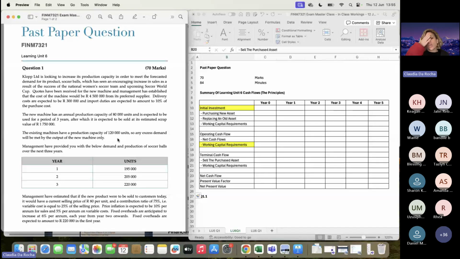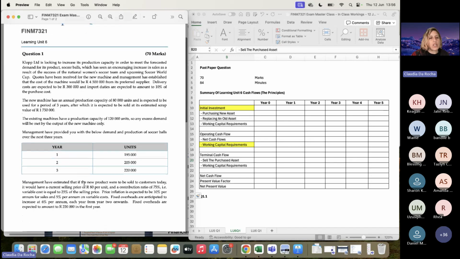Okay, so this is a question where we have limitations. Okay, we know that the new machine will only produce 80,000. The old machine, or the machine that's there, produces 120,000. Okay. So we need to make sure we use our existing machine first, 120,000 units. Then we must use our new machine for the rest. So it means we've got to look at our demand. We've got to look at how many units we're producing.